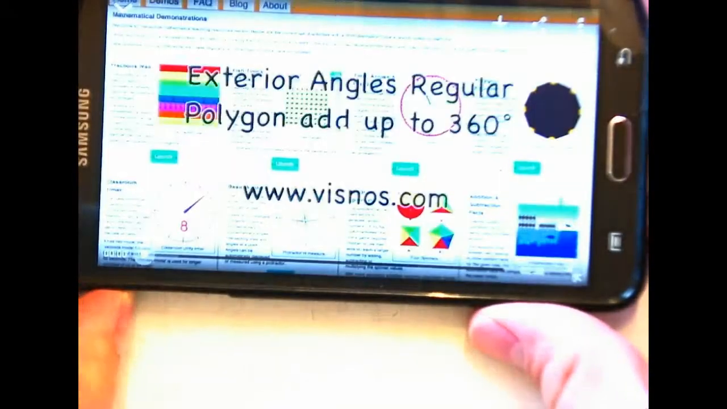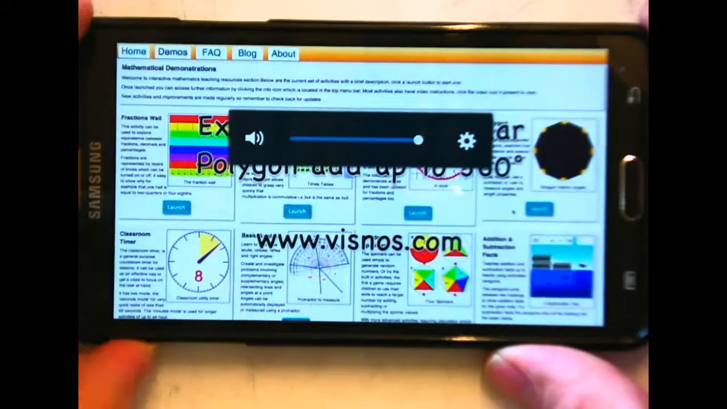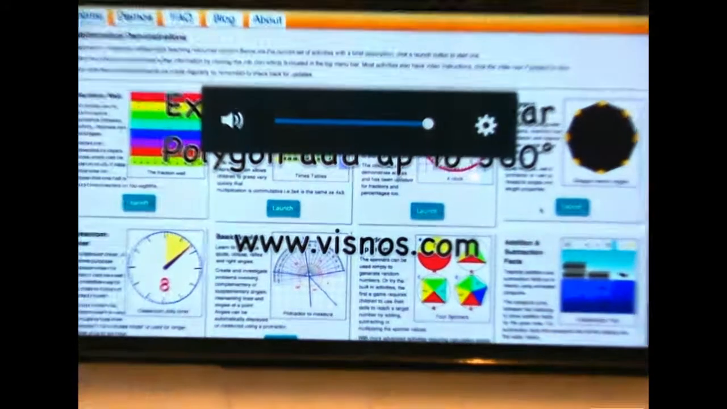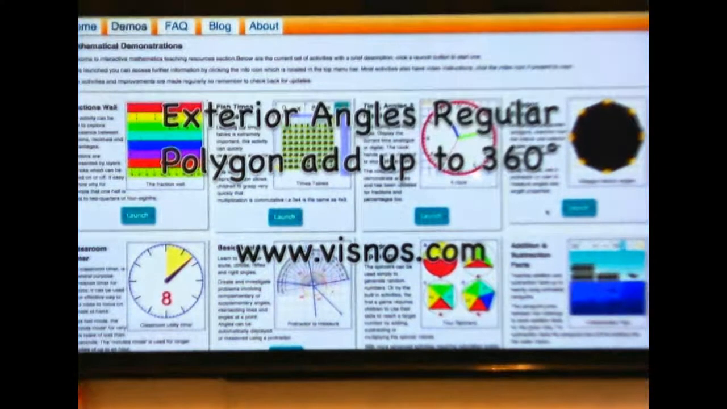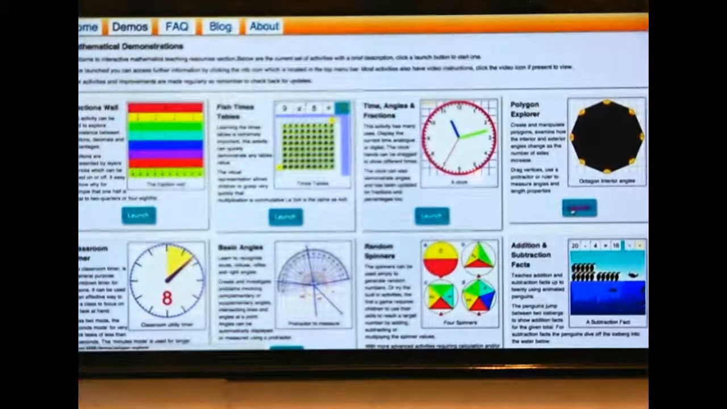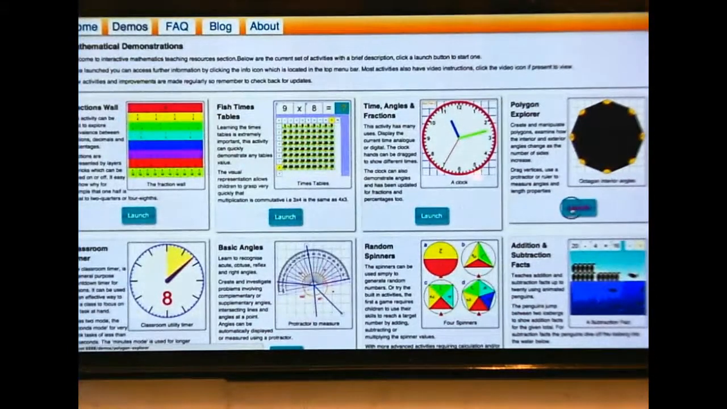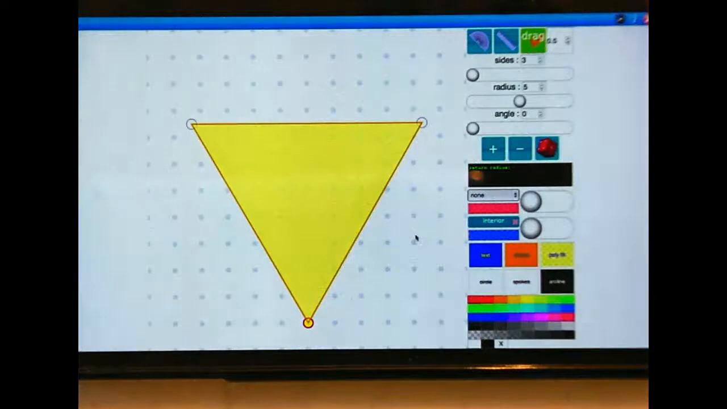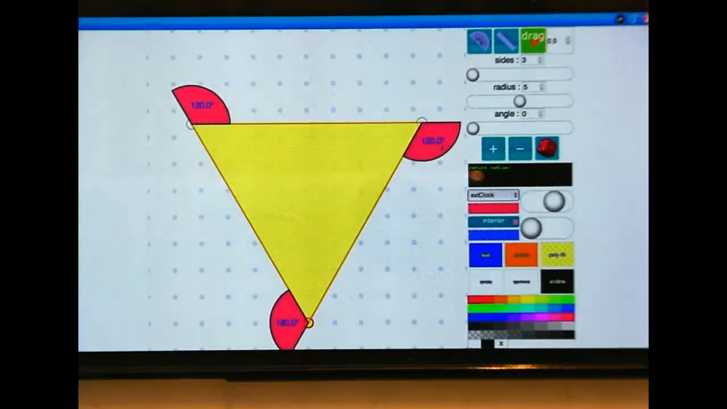Okay, in this video I'm going to show you very quickly how to demonstrate that the exterior angles of a polygon add up to 360 degrees. To do that, I'm going to launch the Polygon Explorer, which can be found on the Desmos website. So we start off with a triangle. Let's display the exterior angles. Move this slider now to make a nice big arc. So you can see the exterior angles for a triangle are 120.